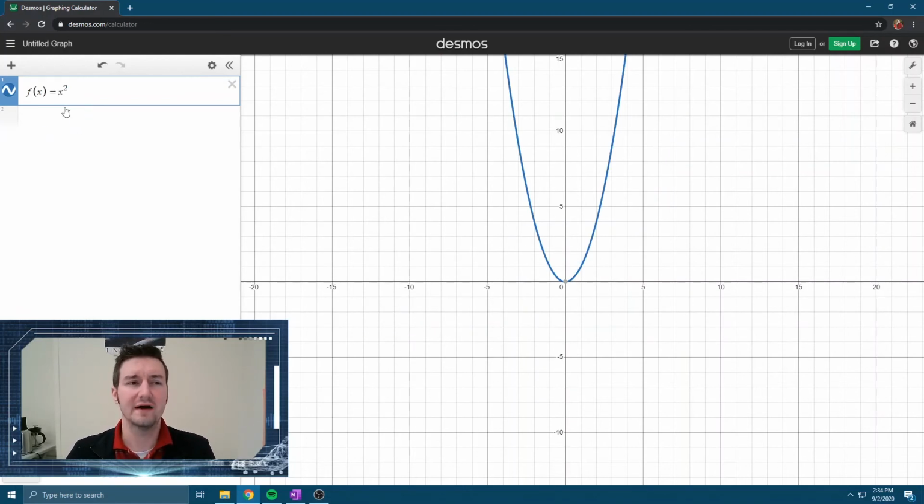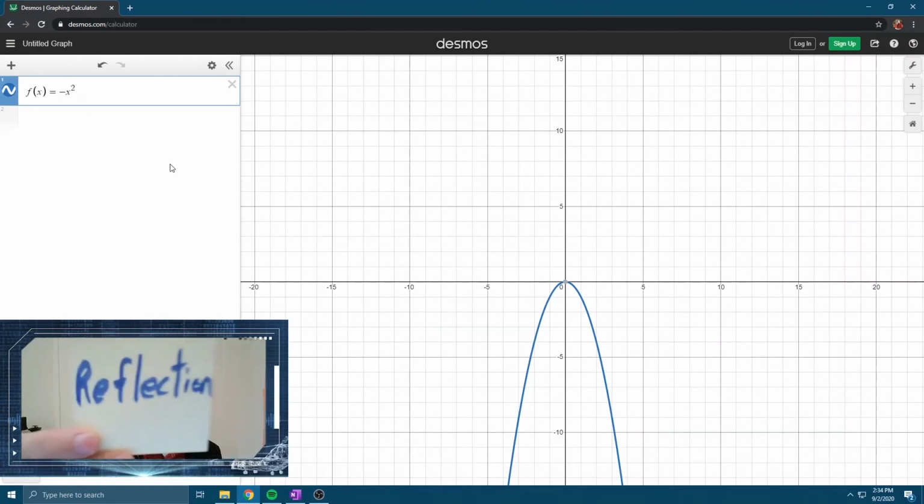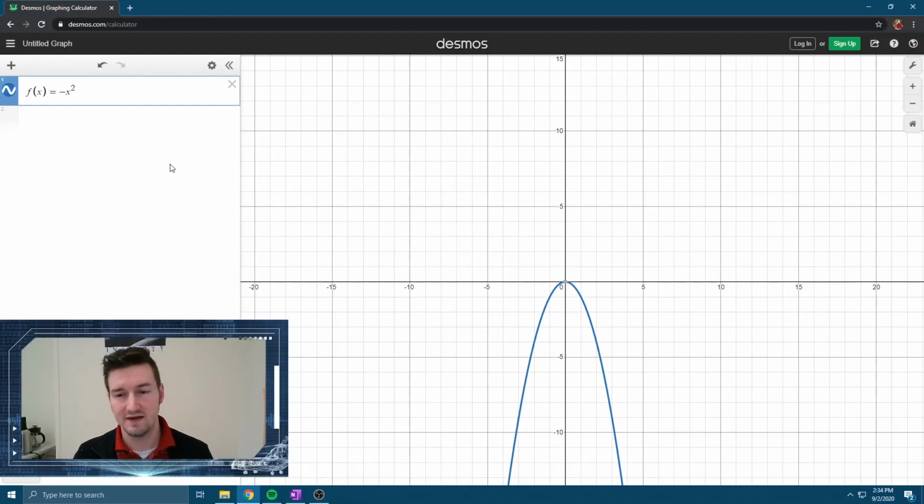What if we throw a minus sign out front? Notice if we just multiply by a negative, or throw a minus sign out front in front of the function, it reflects it, or flips the function. This is called a reflection, and it just reflects the entire function over onto the other side of the x-axis.